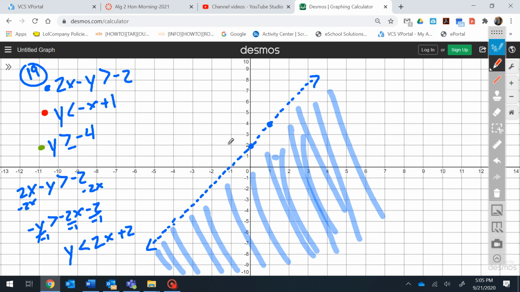Or inequality, sorry. It's already in slope-intercept form. Y is less than negative x plus 1. Slope is negative 1. Y-intercept is 1. So I'm going to put the y-intercept here at 1. And then I'm going to go down 1 and over 1 because the slope is negative 1. Negative 1 over 1. Alright, this is also a dashed line.